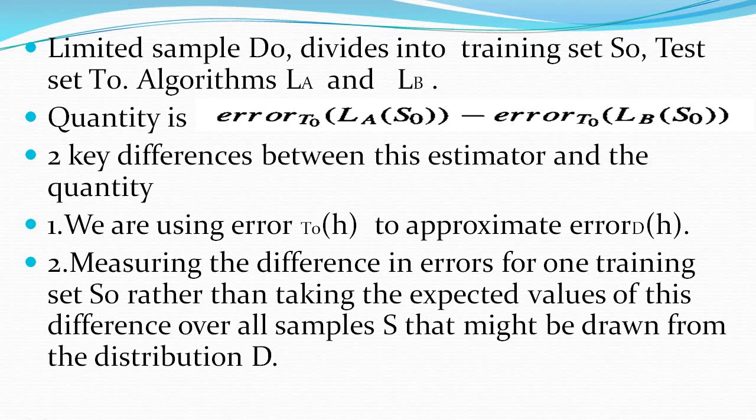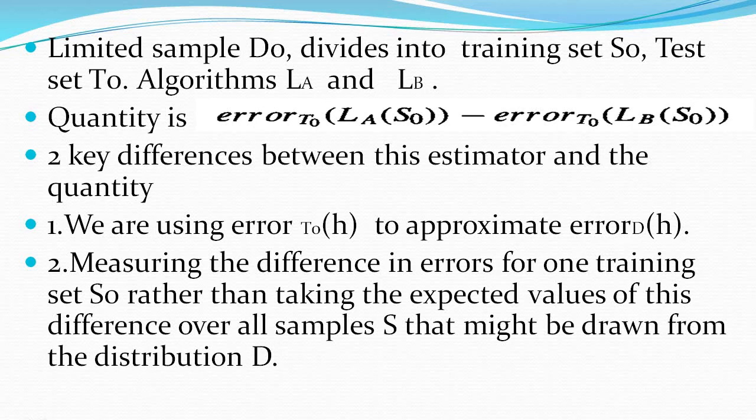The available sample is divided into the training set S0 and the test set T0. From the complete distribution we are considering one limited sample, D0, and that is divided into the training set and test set. The training set is represented with S0 and the test set with T0. The algorithms are the same, LA and LB.